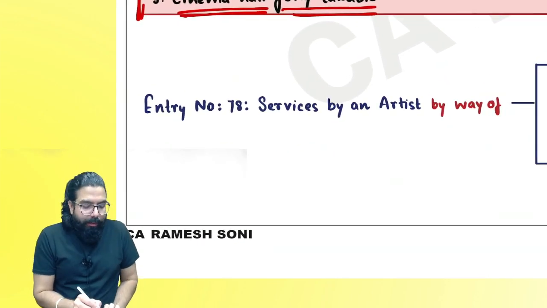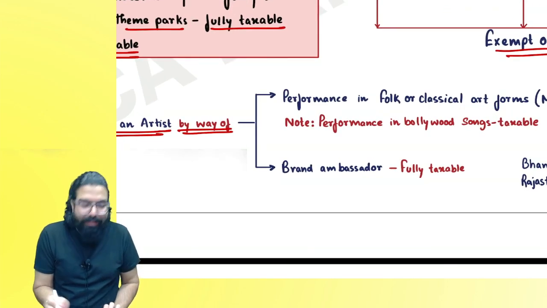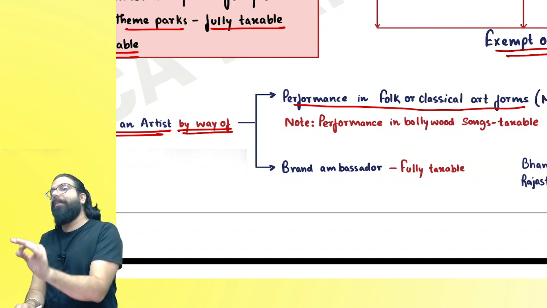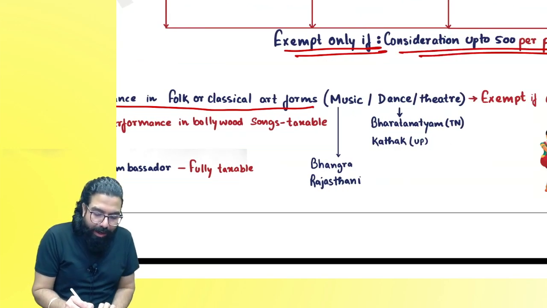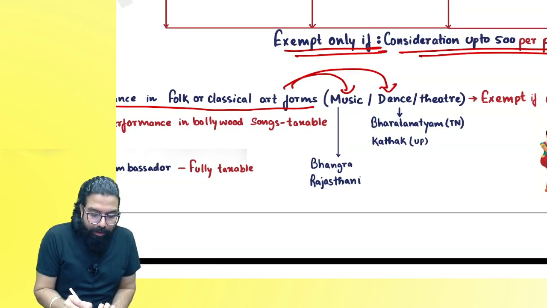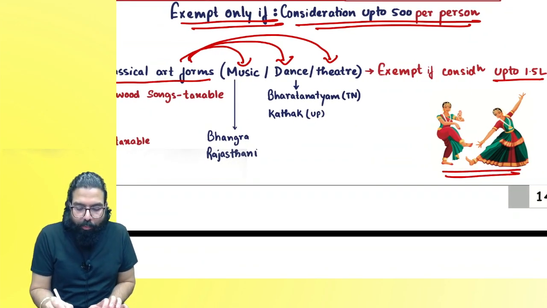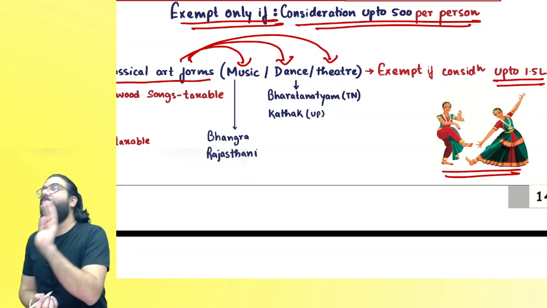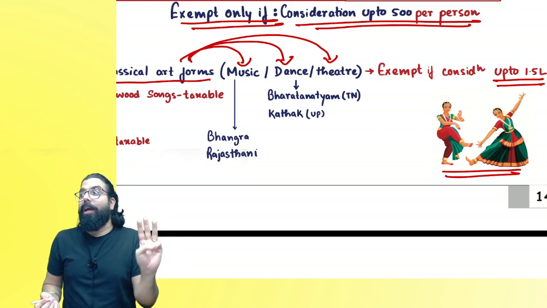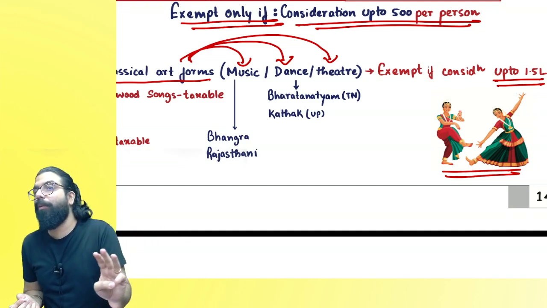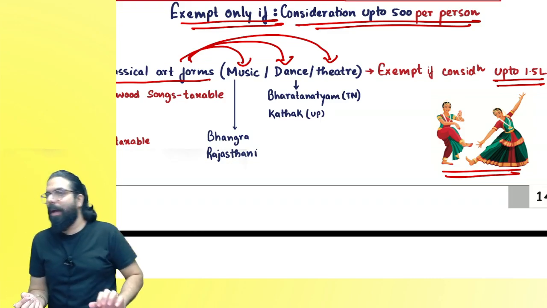Now, services provided by an artist by way of performance in folk and classical art form. Government is telling us, we will preserve our folk and classical art form. So if there's an artist doing folk and classical art form of music, dance, theater, then remember one thing: if they are charging only up to how much? 1.5 lakh, then because you are doing folk and classical art form of music, dance, or theater, there will be no GST on the consideration you charge, if you are charging only up to 1.5 lakh for your performance. Can I go ahead, everyone?